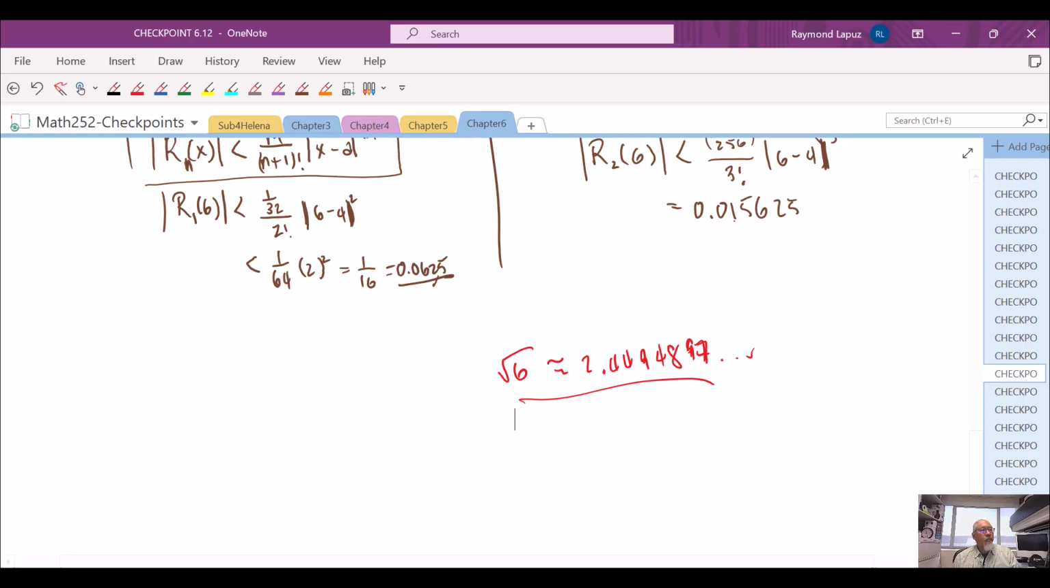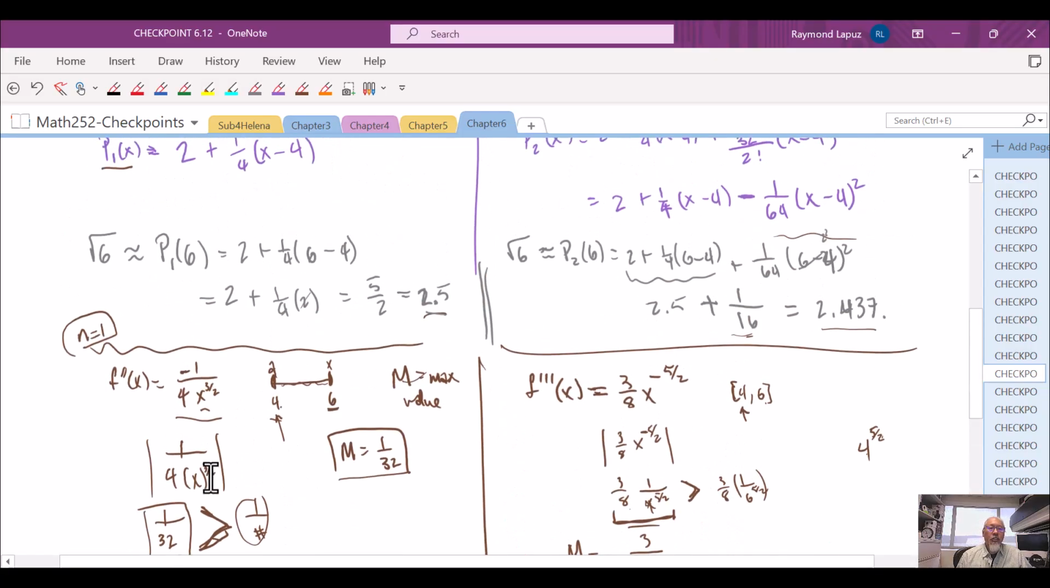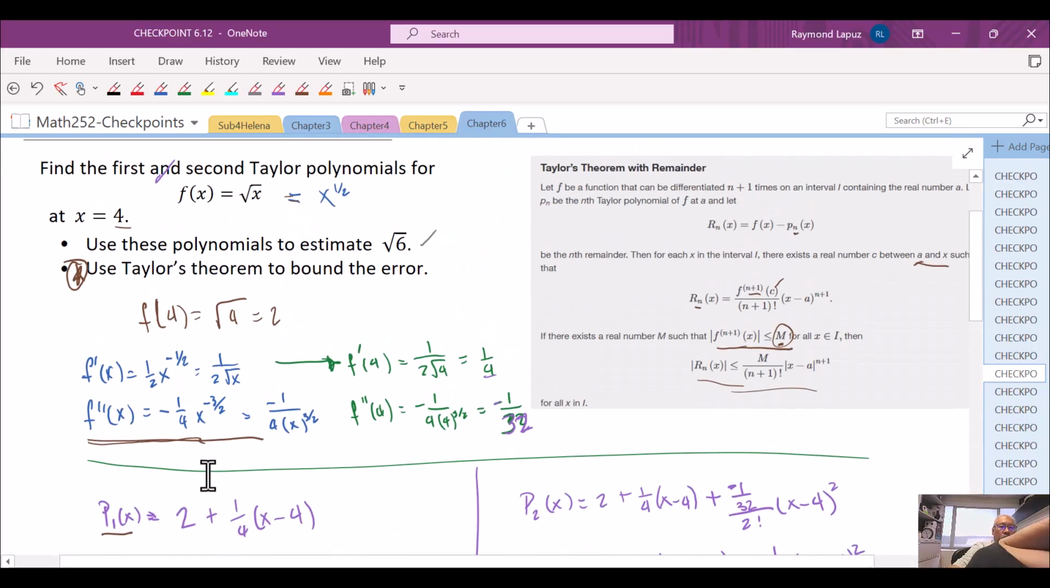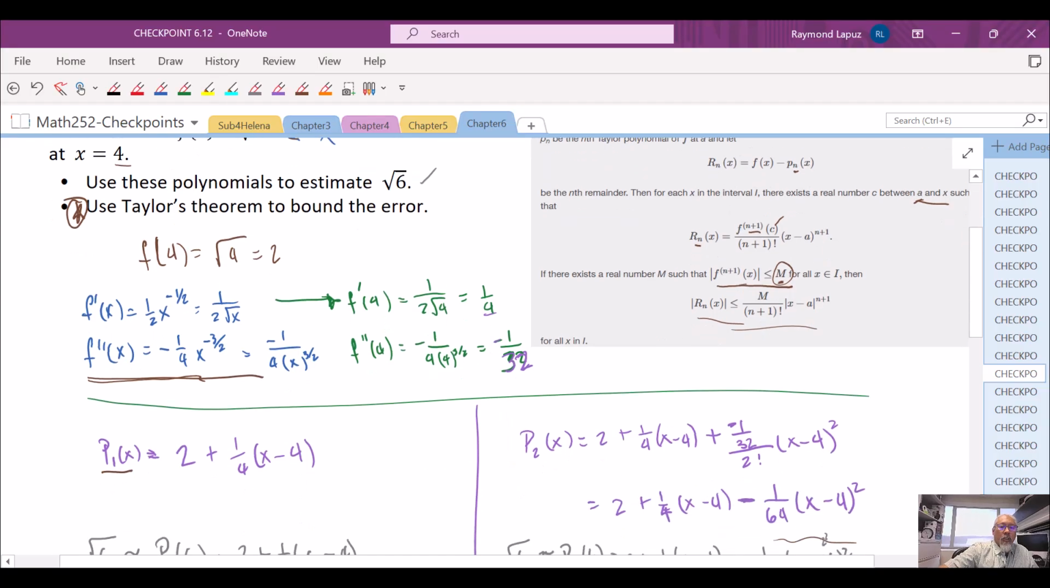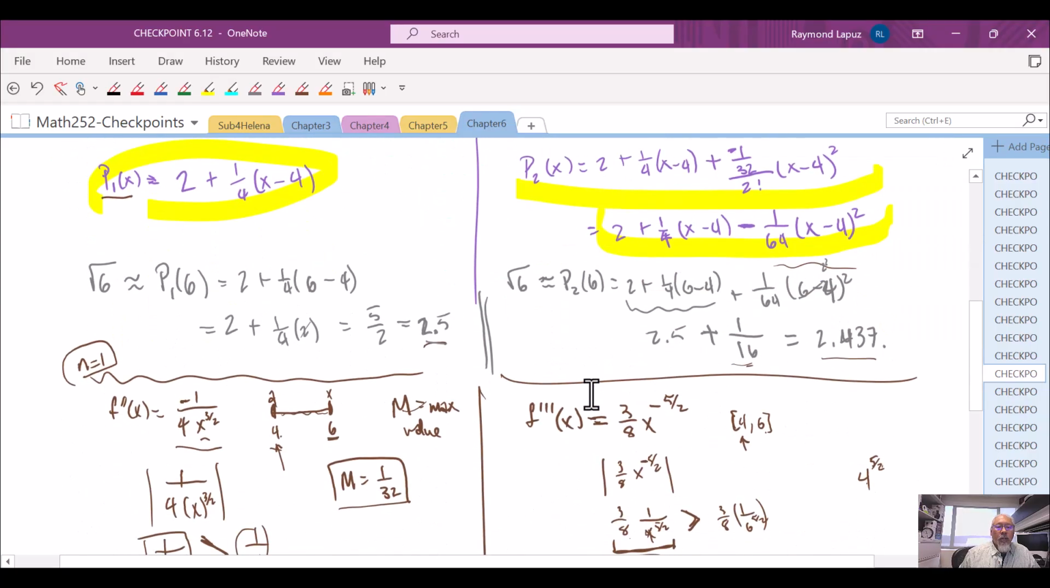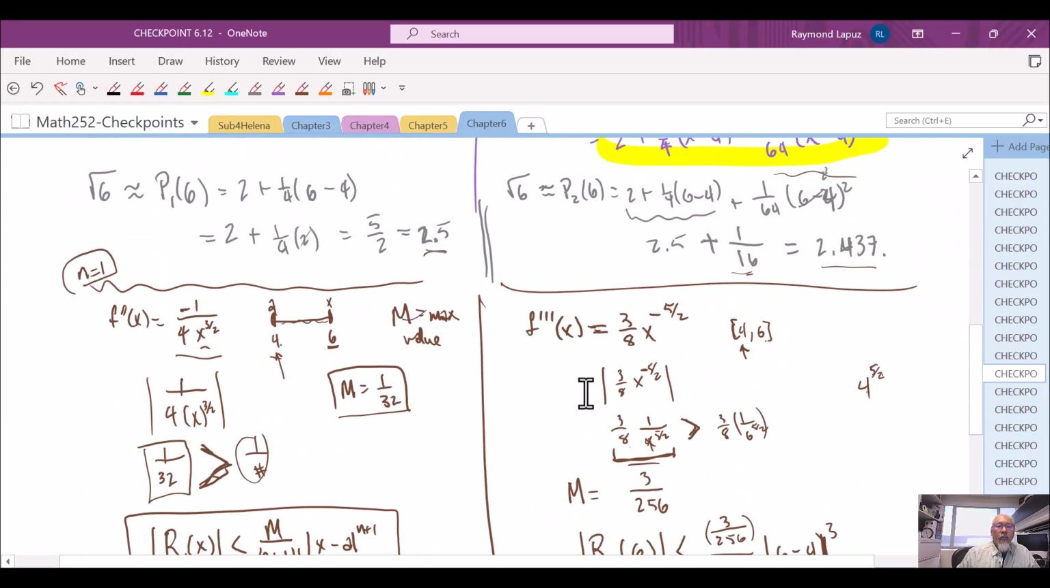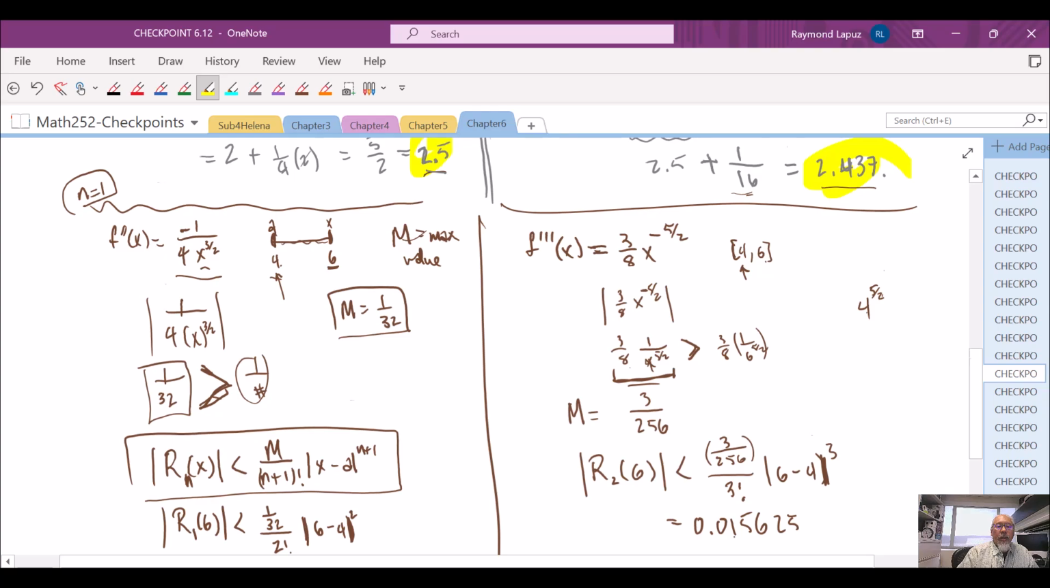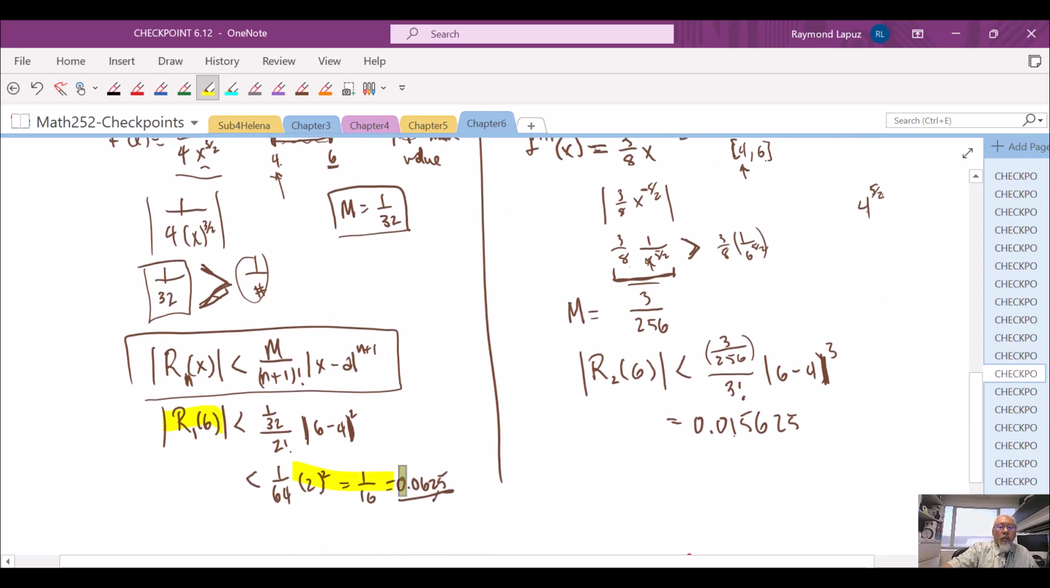Okay. All right, that was a long one. I hope that helps. And just to summarize, we have our Taylor polynomials here for the first and second polynomials. We have our approximations here for the square root of 6 approximations, and then we found our remainder terms. Okay, hope that helps. Good luck.